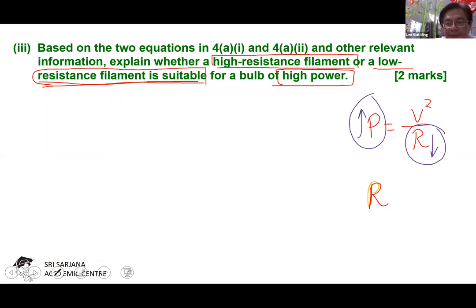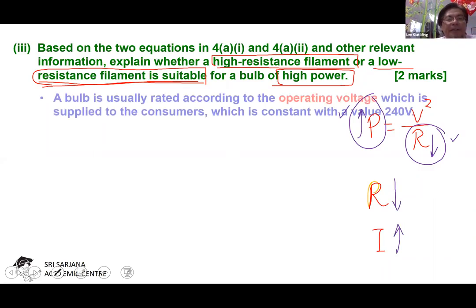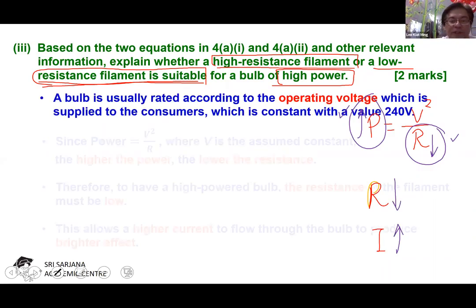I repeat. High power, resistance must be low. Resistance low, then current high. Current high, then understood, the bulb will become brighter. A bulb is usually rated according to operation voltage, which is fixed at 240.